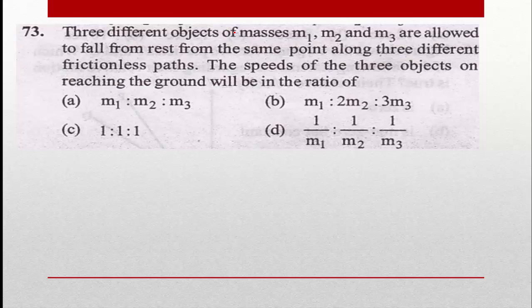be in the ratio of the speed of an object falling freely due to gravity. It depends only on its height, not on its mass. Since the paths are frictionless and all the objects fall through the same height, their speeds on reaching the ground will be in the ratio of 1:1:1. Option C is the right answer, because the speed of an object falling freely due to gravity depends only on its height and not on its mass.